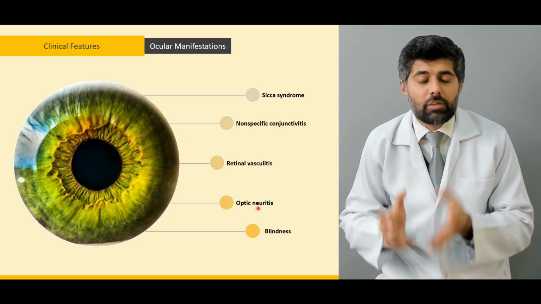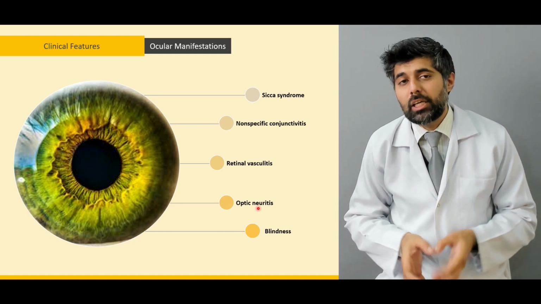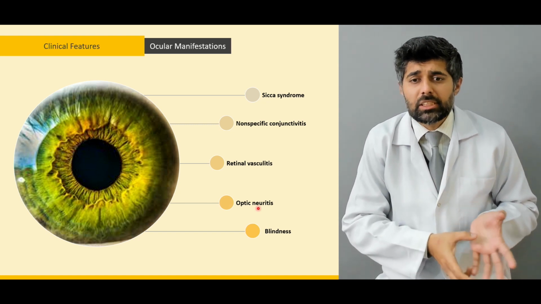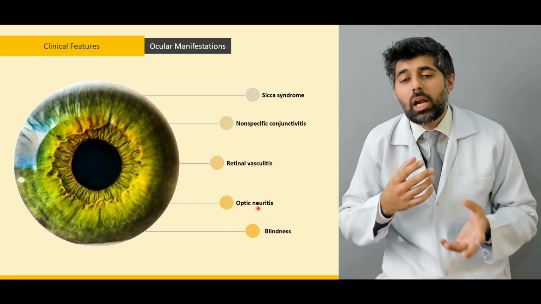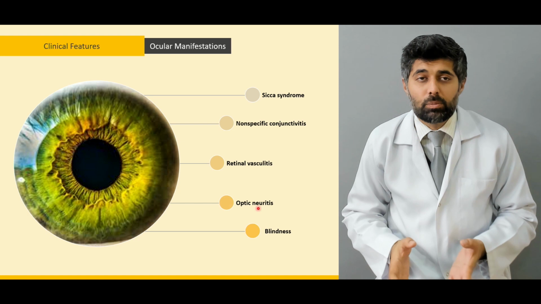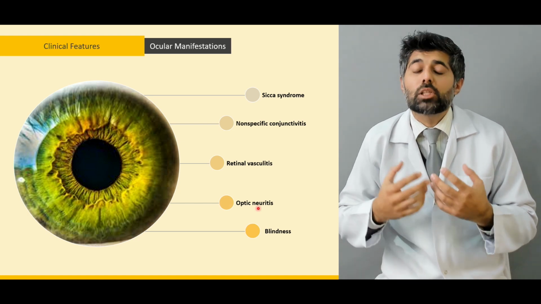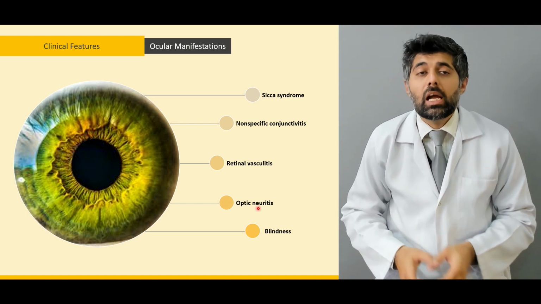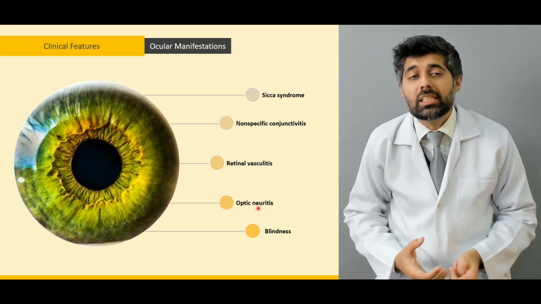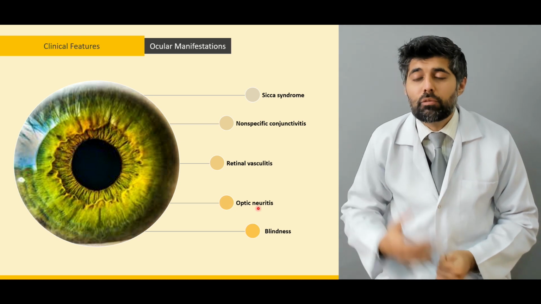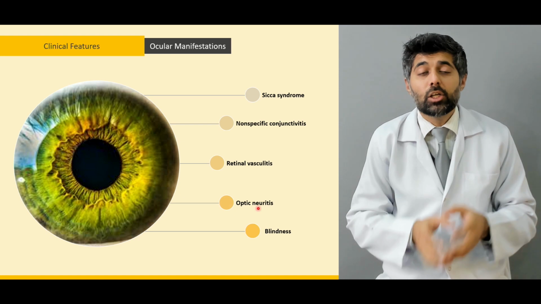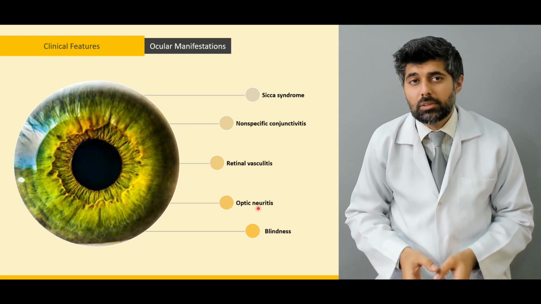So, if the patient is manifesting ocular characteristics, Sicca syndrome and non-specific conjunctivitis are the first ones that we observe, but they should be worked up further, and fundoscopy must be done in order to rule out any signs or symptoms of retinal vasculitis and optic neuritis, because they lead to permanent blindness.